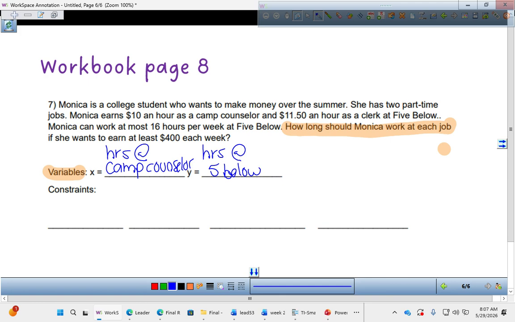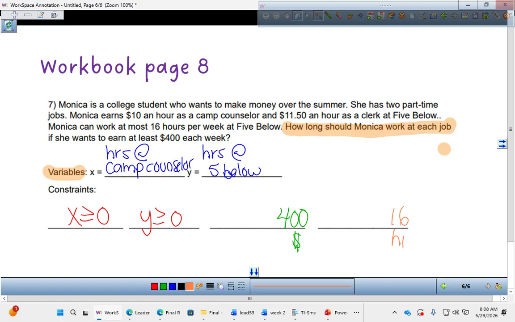Now, for the constraints, every constraint starts off with this. Because it's not possible for Monica to work negative hours as the camp counselor or negative hours at Five Below. Because we can't have negative answers, we start here. Which means we've got 2 blanks left. To figure out what goes in those 2 blanks, you look through the problem and you're going to pick out the big numbers. The big numbers are going to go at the end of the equation. So it looks like my first big number is 400. That's the biggest number. And the second biggest number is 16.